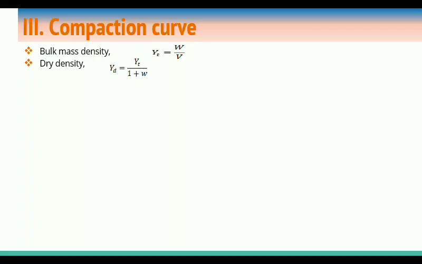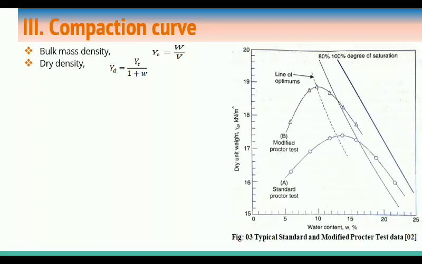If we have done so many different tests, for all tests we have the dry density and water content, and if all these values are plotted on a graph, we get this graph, and that is called the compaction curve. In this graph, the dry density is put on the ordinate and the water content on the abscissa. So we can get this compaction curve.